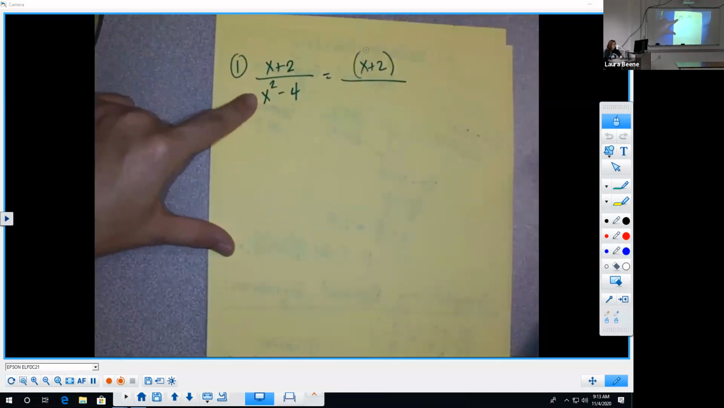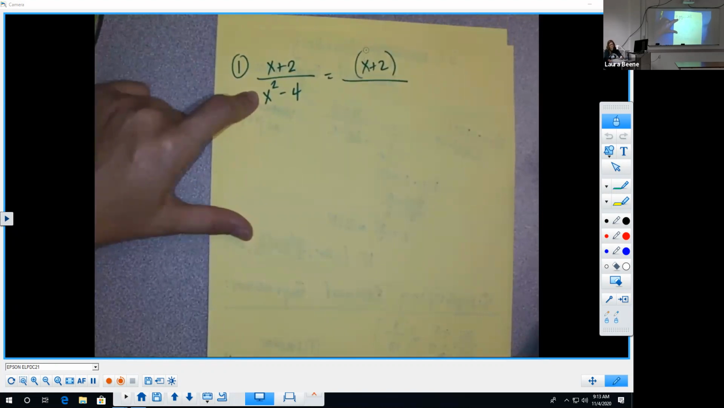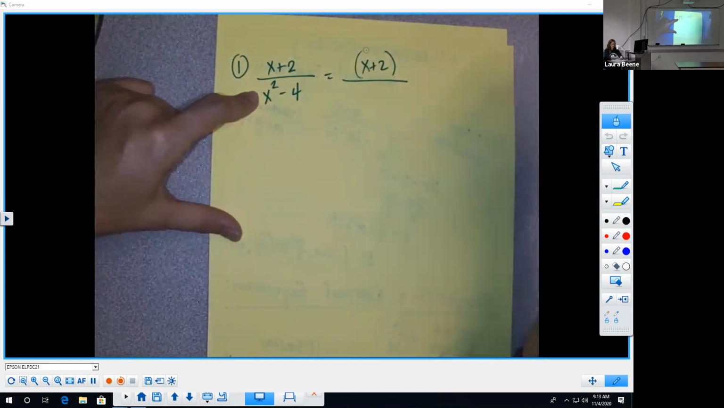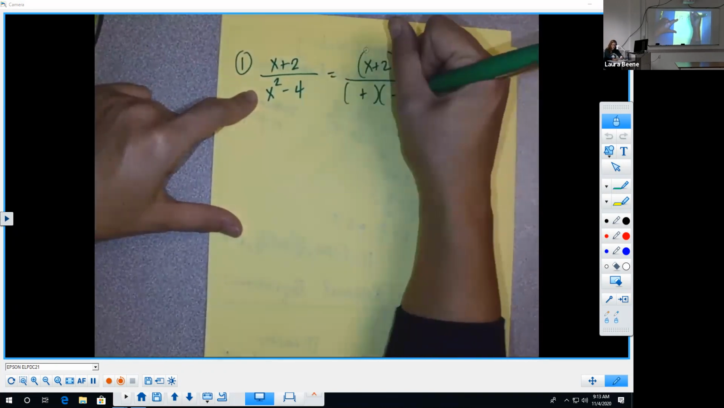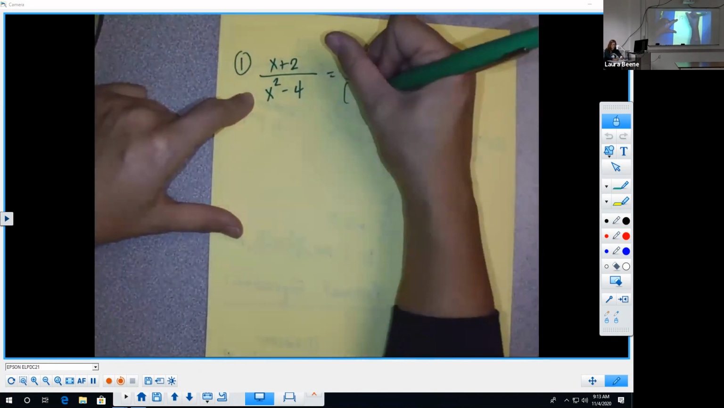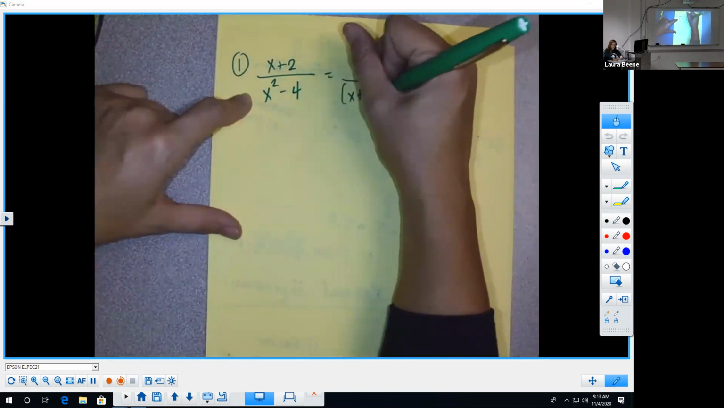On bottom, x squared minus 4, does that factor? Yeah, what does it factor into? It's the difference of two squares, two sets of parentheses, one's a plus, the other's a minus, take the square root. So x goes at the beginning, 2 goes at the end.